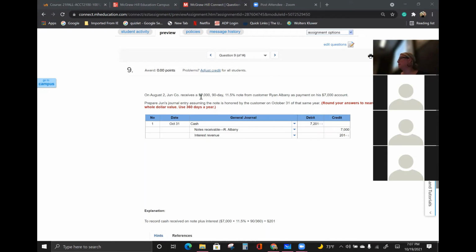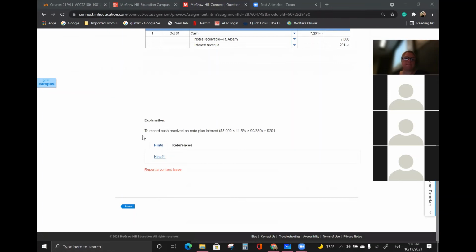Does that make sense? I've got to calculate it out for the full year, but my loan's not a whole year. It's only 90 days. So I have to divide by 360 to get a daily amount, and then multiply it by how many days the loan is. It's 90 days. I'm kind of confused on that one.